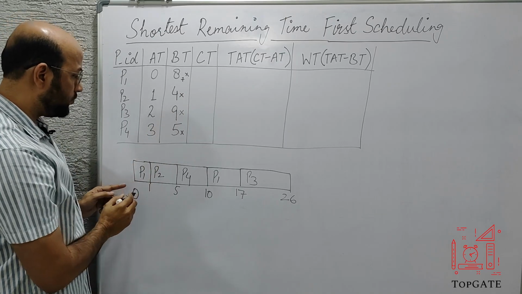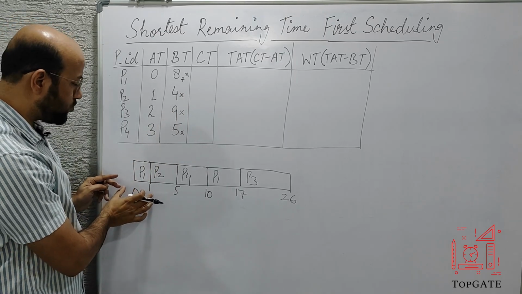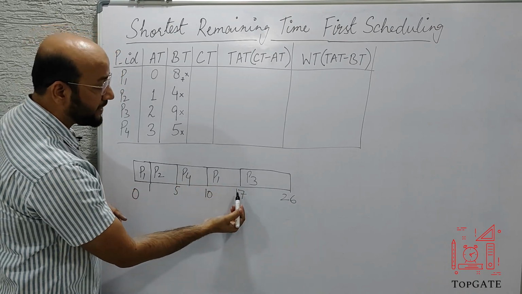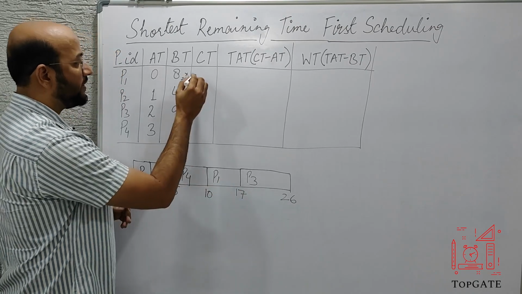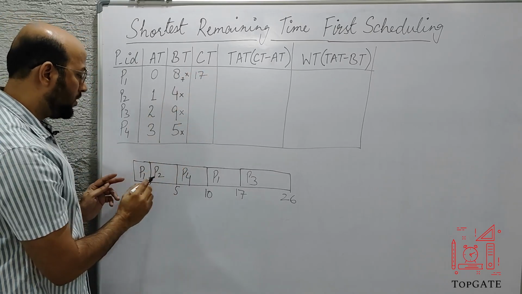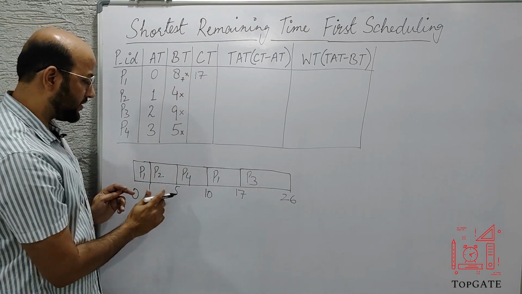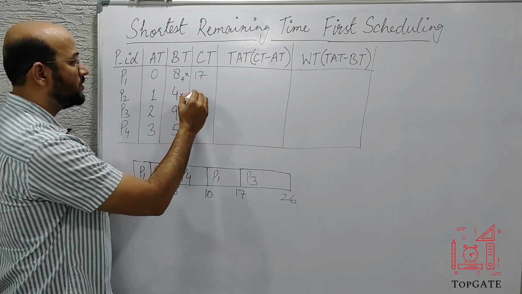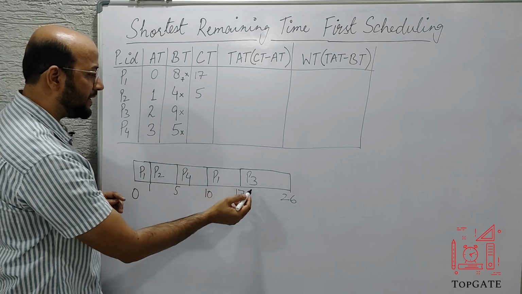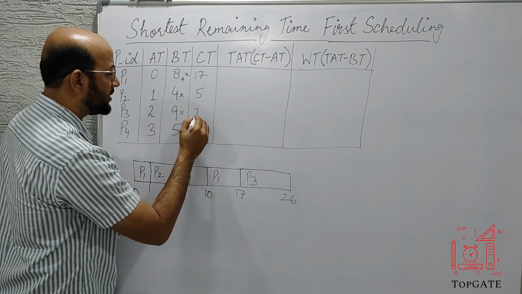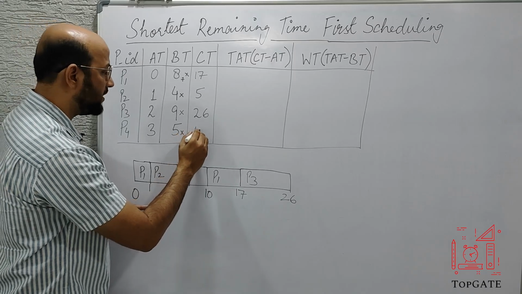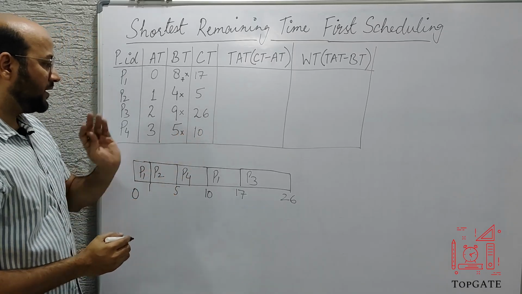So for P1, what is the completion time? P1 is coming in 2 iterations, the first iteration and the second iteration. So P1 is finally completing its work at 17. So I'll simply write 17 here. For P2, P2 is coming in only a single iteration. It is completing at time 5. So I'll simply write 5 here. And P3, it is completing its work at 26. So I'll simply write 26 here. And P4, it's completing its work at 10. So I'll simply write 10 here.